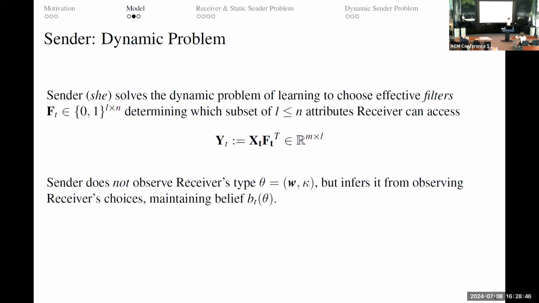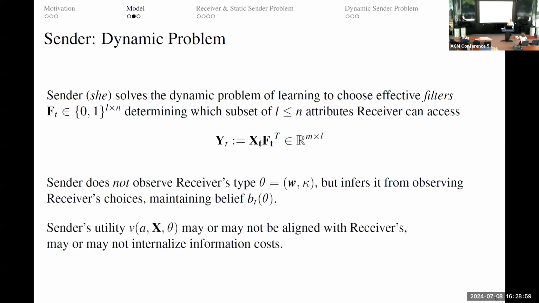Now, the key assumption here is that the sender does not observe the receiver's type, which consists of their preferences and their information cost, but rather infers them from observing the receiver choices, so they maintain a belief over the receiver type. And the sender's utility may or may not be aligned with the receiver's, and they may or may not internalize the receiver's information cost.